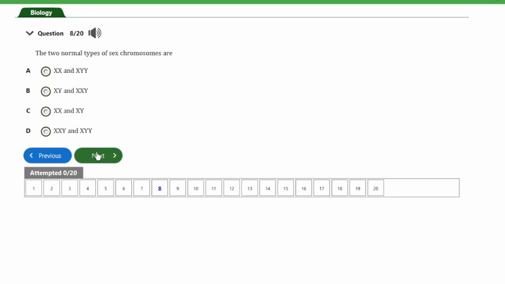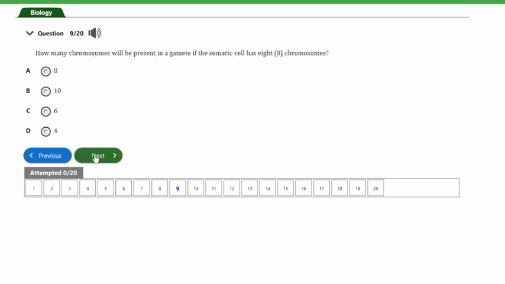It says the two normal types of sex chromosomes are A. XX and XYY, B. XY and XXY, C. XX and XY, D. XXY and XYY. The answer to this question, like you must have guessed rightly, is XX and XY. I believe every secondary school graduate should know the answer to this question, and that's XX and XY. So let's quickly check out the next question, question number 9.